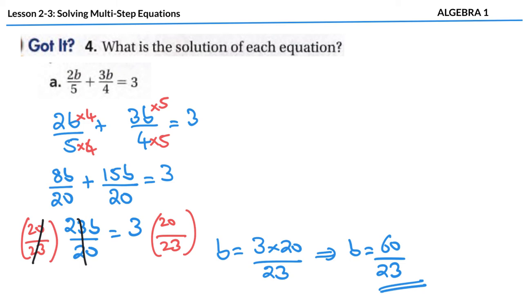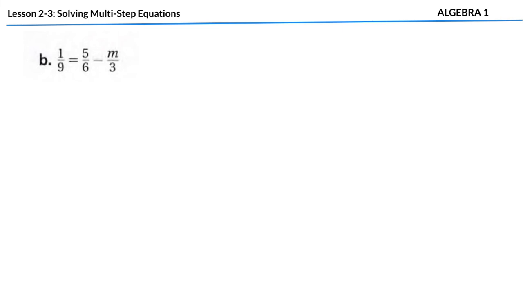Let's try one more. Let's solve this equation. 1 over 9 is equal to 5 over 6 minus m over 3. So if you observe over here, let me put all the like terms on one side of the equation. So I will move 5 over 6 to this side of the equation. What will it become? It will become 1 over 9 minus 5 over 6 is equal to minus m over 3.